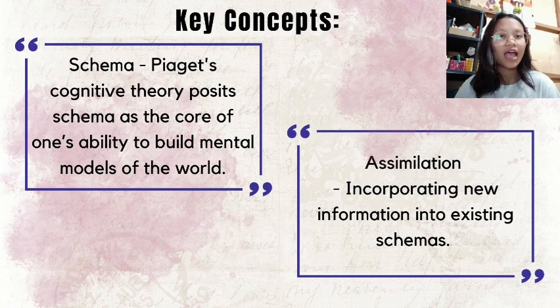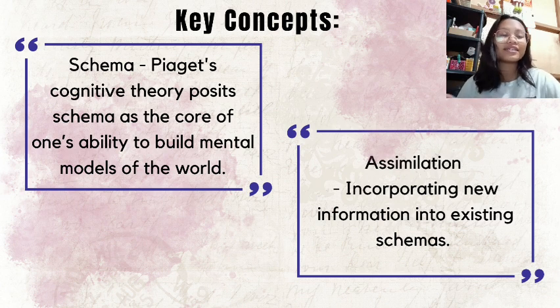For example, a child may have a schema for a dog that includes four legs, fur, and a tail. When they encounter a cat, they may initially try to fit the cat into their existing dog schema before developing a new schema for cats. And we have here the second concept, which is the assimilation.